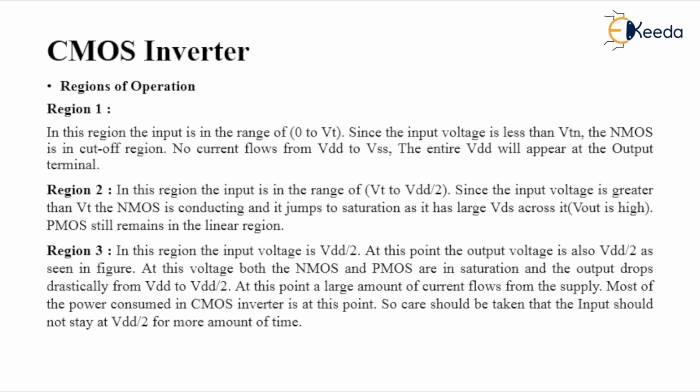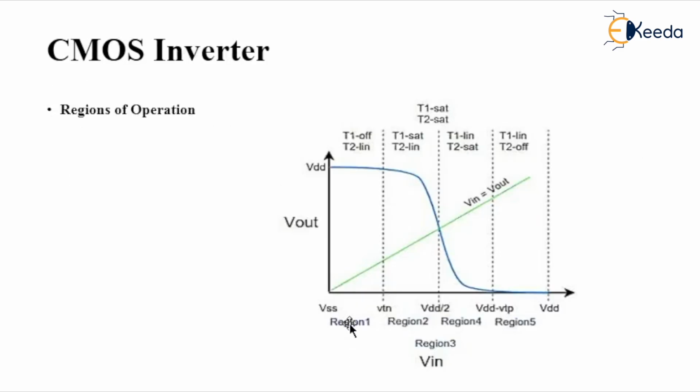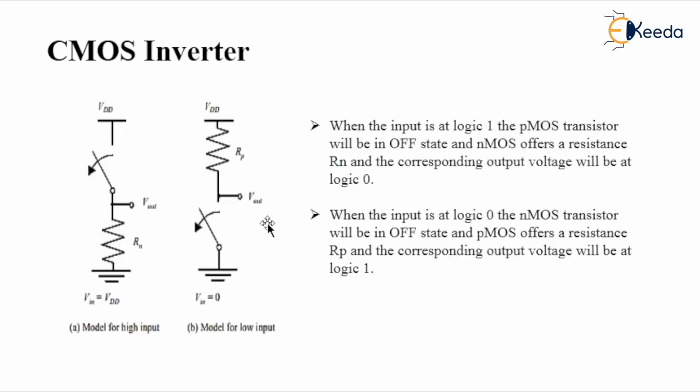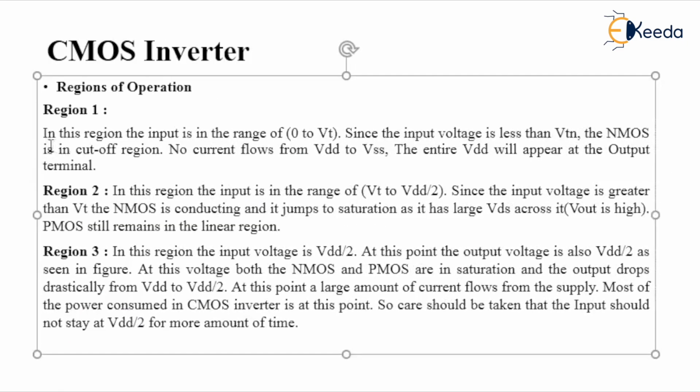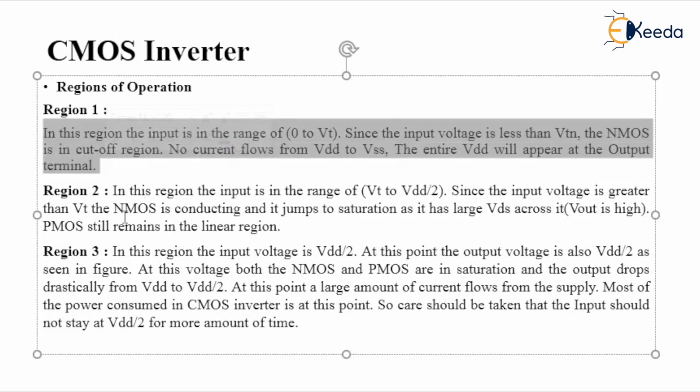What happens in region 1, I repeat: the input is less than the threshold voltage, so definitely the NMOS will be turned off, in the cutoff region. Therefore T2, the upper transistor, will be in the linear region. Therefore the total VDD will exist at the output. That is written here, in region 1.